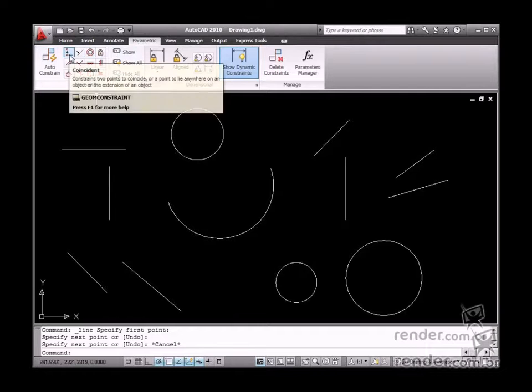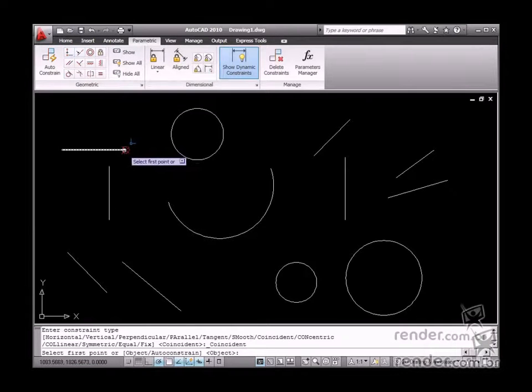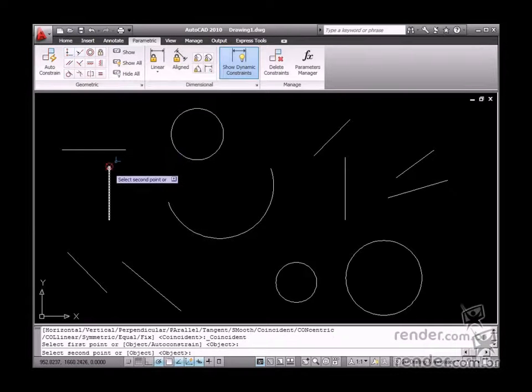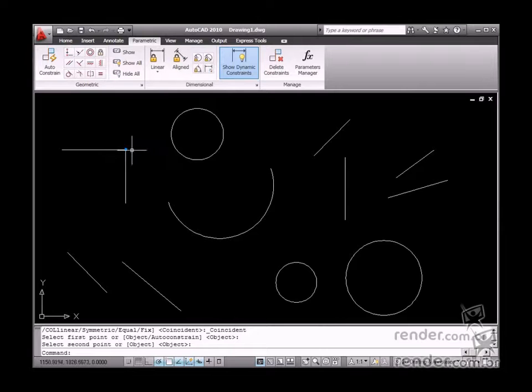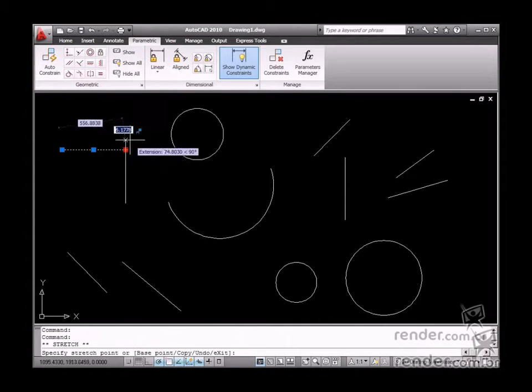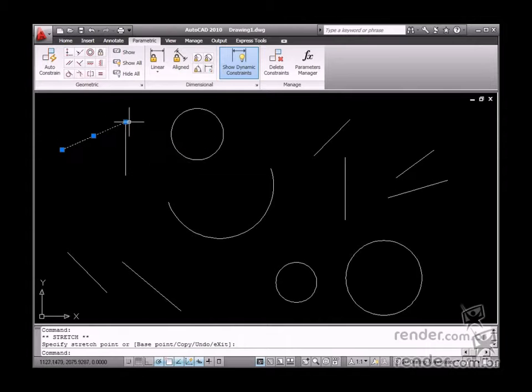First, let's study the coincident constraint. Through this, you define two or more superimposed entities, which means they will coincide and occupy the same space. When this constraint is applied, then whenever one of the coincident objects is moved, the other moves automatically, and vice versa. Let's take a look.